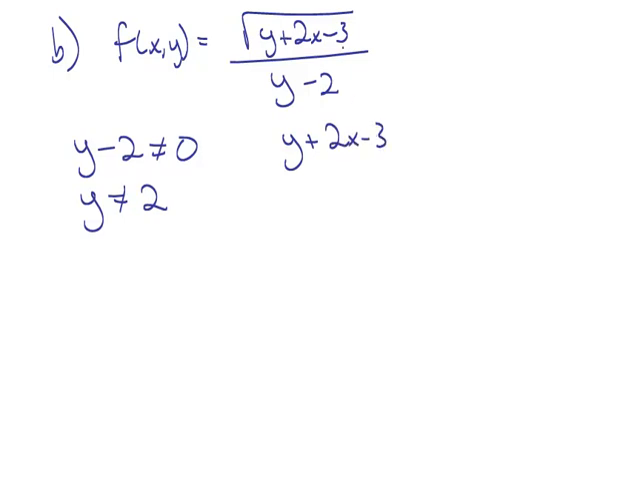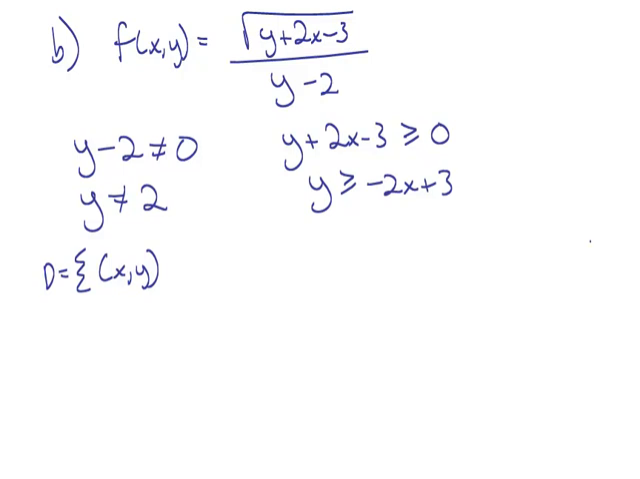We have another issue here with what's underneath the radical. We need to make sure we never take the square root of a negative number. So I need this to be greater than or equal to 0. Solving this for y means I need y to be greater than or equal to negative 2x plus 3. So again, one way we can represent this is with set notation. The set of all ordered pairs, this is our domain D, is equal to the set of all ordered pairs x, y such that the y coordinate is greater than or equal to negative 2x plus 3 and y is not 2.